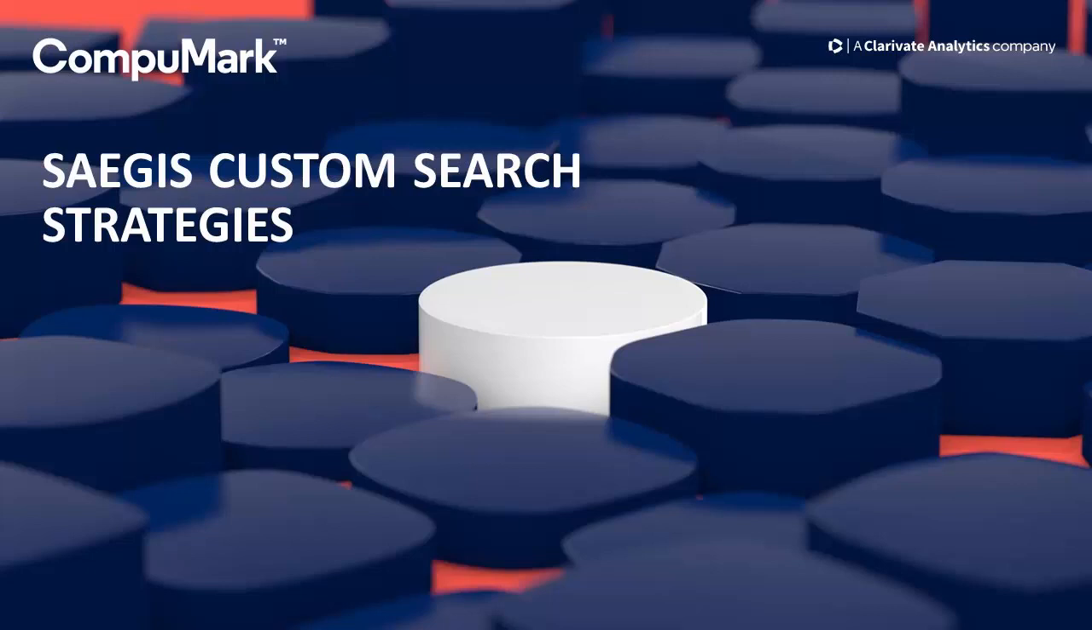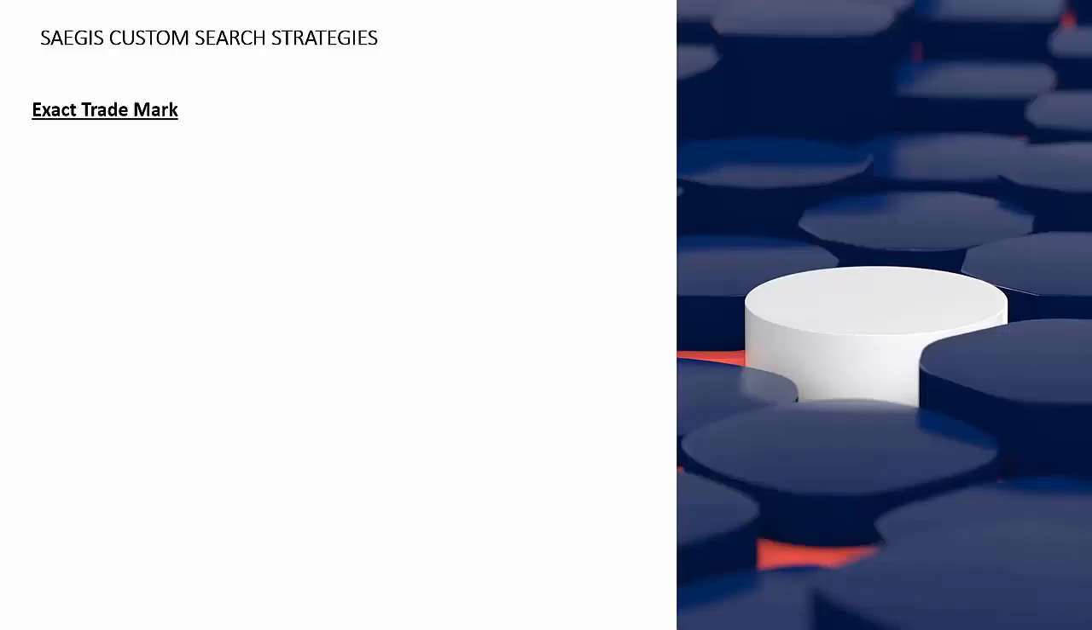Today we will see how you can tailor your SAEGIS custom search results by using a number of basic search strategies. By default, custom search offers the trademark field for your screening searches. The trademark field will return all results that contain your search term, either on its own or as part of a multi-word mark or a slogan. You can switch to a stricter, more identical search by selecting the exact trademark field instead. This will switch to the most limited search level in SAEGIS Custom Search.